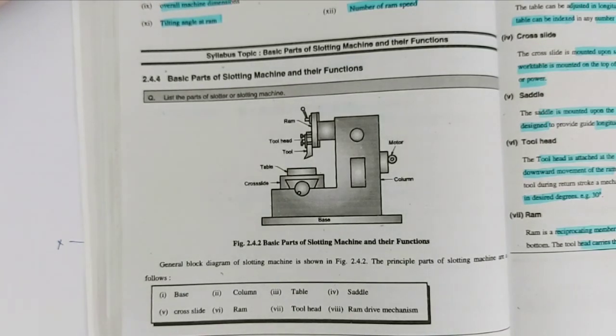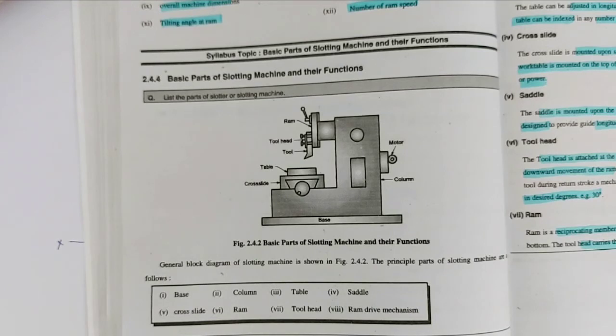The next part is a saddle. The saddle is mounted upon the guideways of the bed. It can move towards and away from the column. Its top is designed to provide guide for horizontal feed. The guideways on the saddle are perpendicular to the guideways on the base.